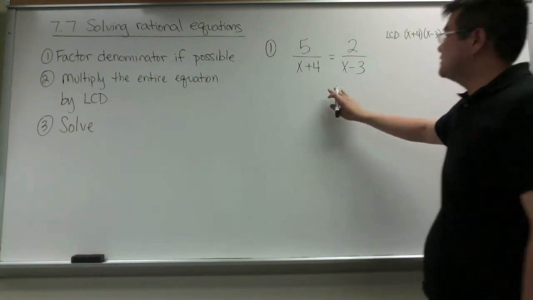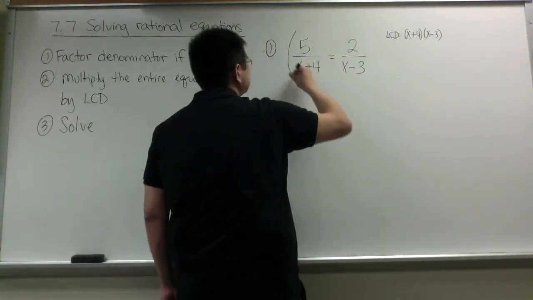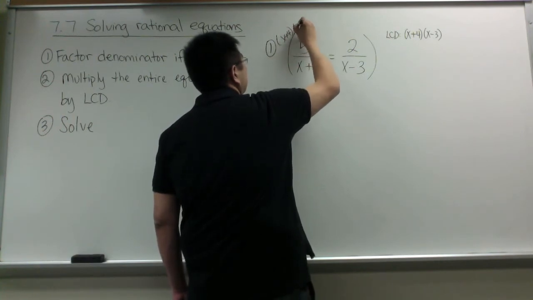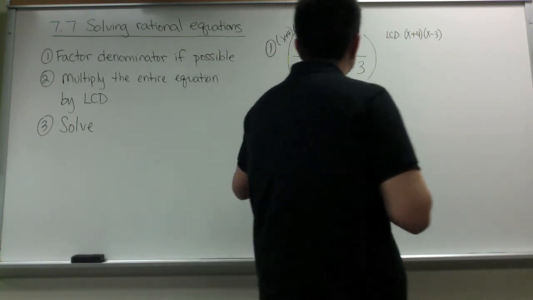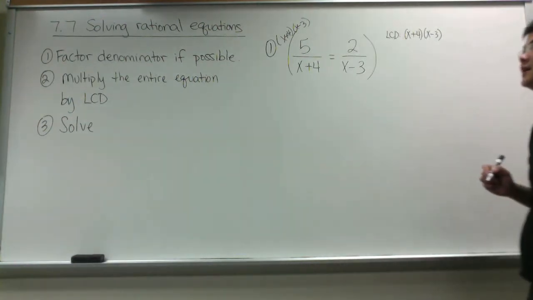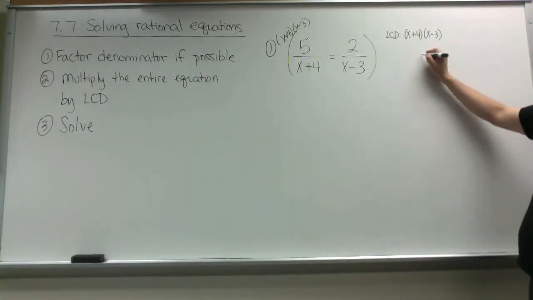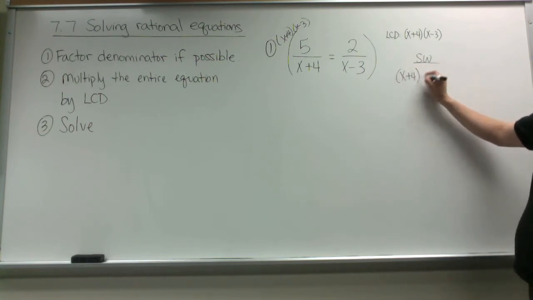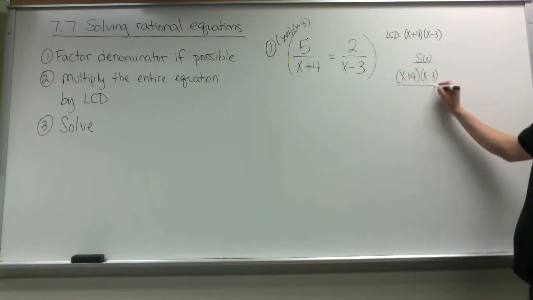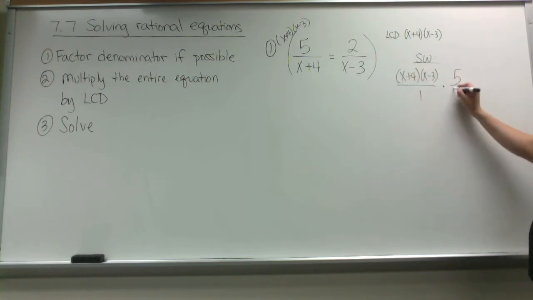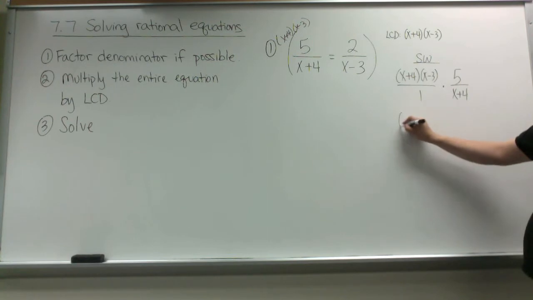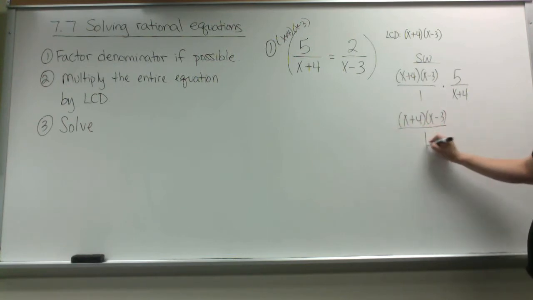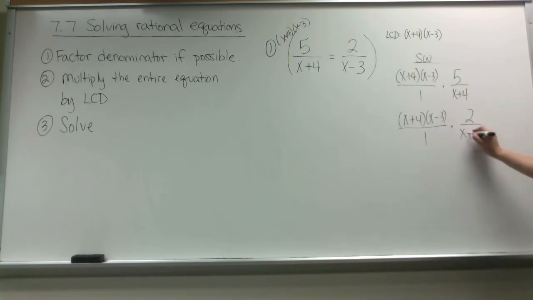What we're going to do is take the LCD and multiply the entire equation by it. The reason we're multiplying by the LCD is to clear the fractions, and you will see that happening when we do the side work for this. So I'm going to take the least common denominator and put it over 1, and multiply it by 5 over x plus 4. I'm going to do the same thing and then multiply it by 2 over x minus 3.